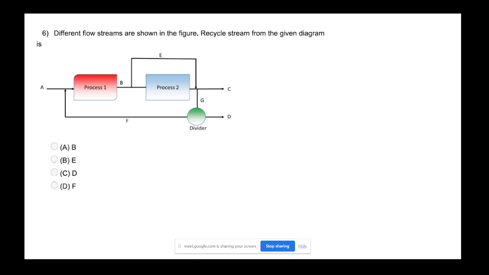Next question is, different flow streams are shown in the figure. Recycle stream from the given diagram is dash. So what does recycle stream mean? Recycle stream means we take out some amount of unreacted reactants and some amount of product and we send it to the original process. So which stream is taken out of the product stream and sent back? It is F. So F here is the correct answer.